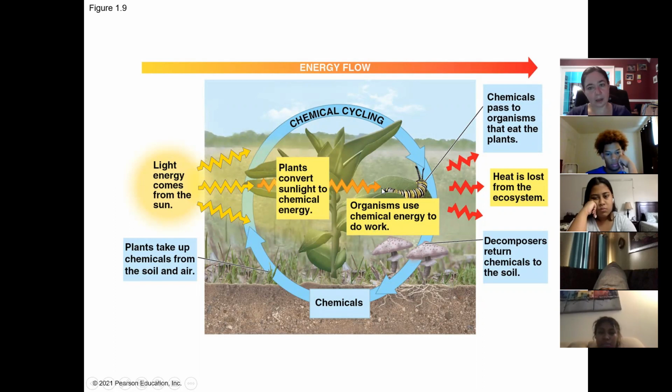Once a plant dies, or a caterpillar dies, decomposers break down the organic material into simple forms that usually go into the soil and provide chemicals that plants can use to grow. So this is, in a few words, how energy flows. Are you familiar with this? Do you need more elaboration? Okay.